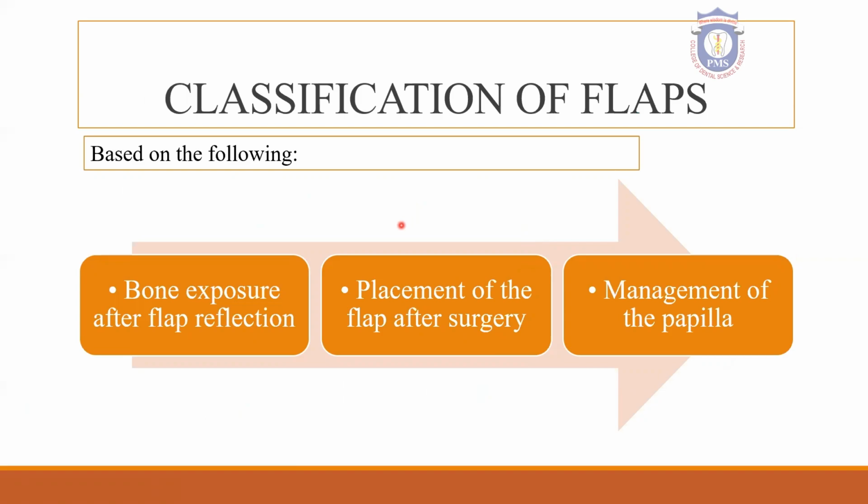Periodontal flaps can be of different types based on different criteria, and these are the three criteria under which the flaps are classified. The first criterion is bone exposure after flap reflection. In the definition, we have seen that the flap is a section of gingiva or mucosa which is surgically separated from the underlying bone. So once you separate, whether you are exposing the bone or not, that is the first criterion. The second criterion is whether you are displacing the flap after surgery or keeping it in the same position. The third criterion is how you manage the interdental papilla. We can see them one by one.